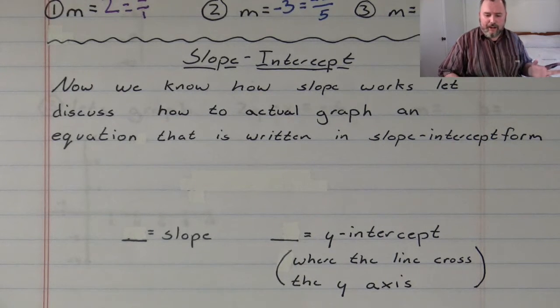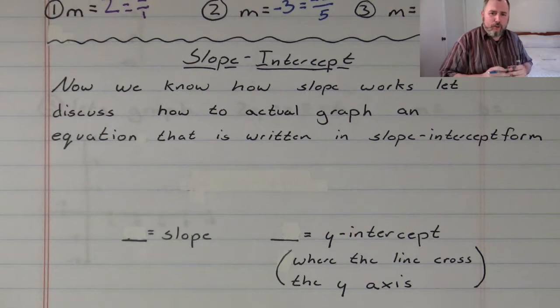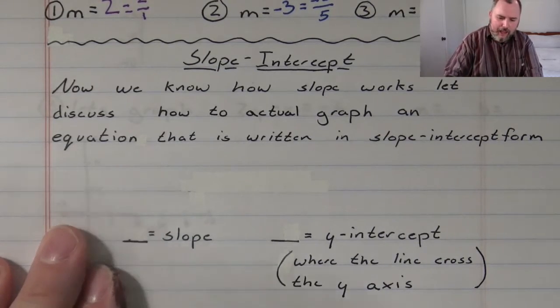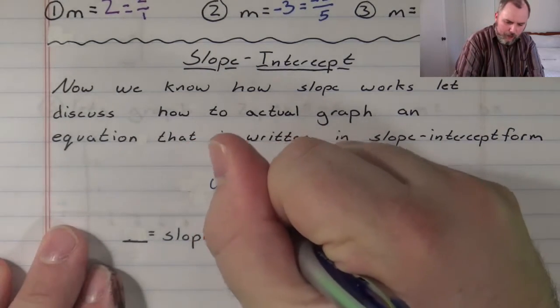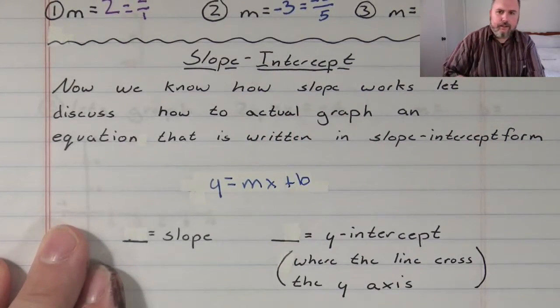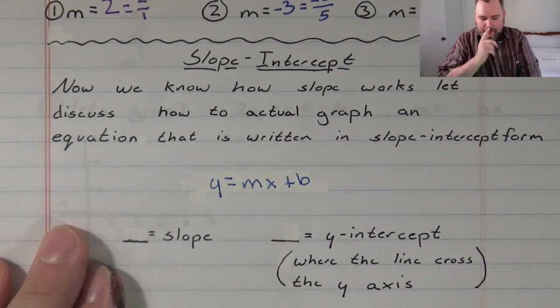actual equation and graph it. So how do we do that? The best way that we take an equation is by rearranging it and putting it in what's called slope-intercept form. And this should be familiar. It's y equals mx plus b. All right, so what does that mean?